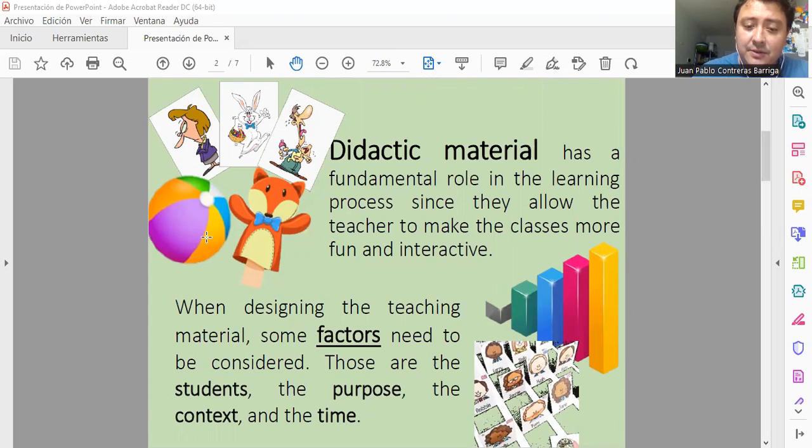When designing the teaching material, some factors need to be considered, like we were talking about. Those are the students, we were mentioning the level, their interests, the learning approaches, or even multiple intelligences can be included. The purpose of the lesson, the context, and the time. How long are we going to expand our lesson? If it's going to be 50 minutes, if it's going to be more. So we need to take that into consideration. I will include also that we may use it online, so we can also analyze and adapt the material with our students.